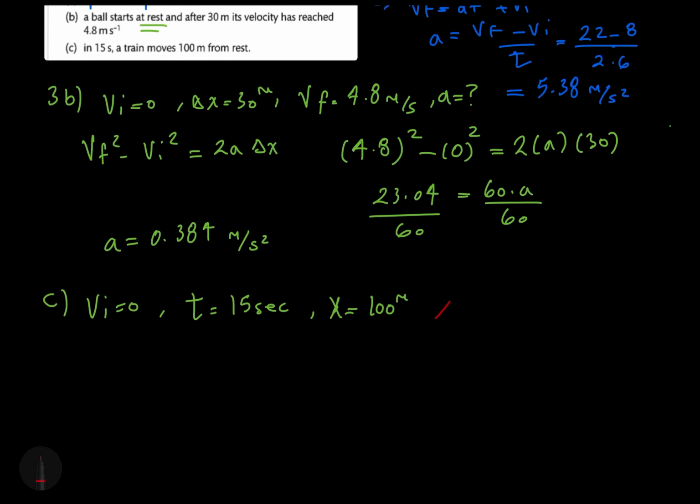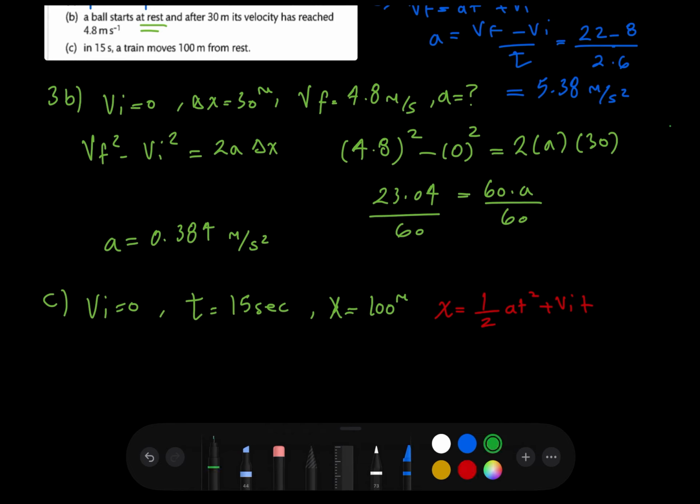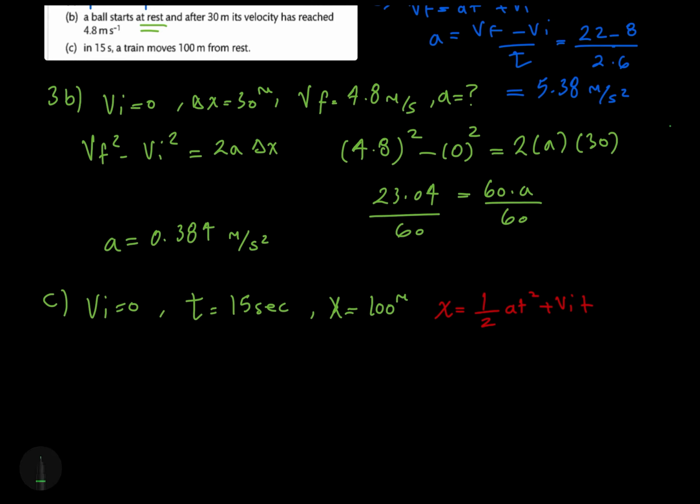That means I have to use the formula x equals 1/2 of AT squared plus VIT. As we're doing the problems, it becomes clearer and clearer that you just have to write the data down and then figure out the type of formula that you have to use in kinematic questions. So 100 is equal to 1/2 of acceleration times 15 squared plus 0 times 15. Well, 0 times 15 is just 0, so you'll have 100 equals 225 multiplied by 1/2 multiplied by a. 15 squared is 225.